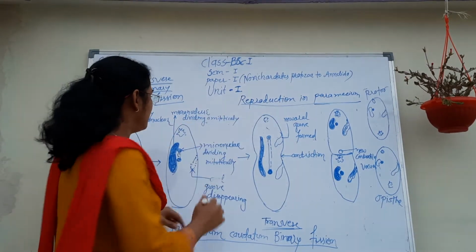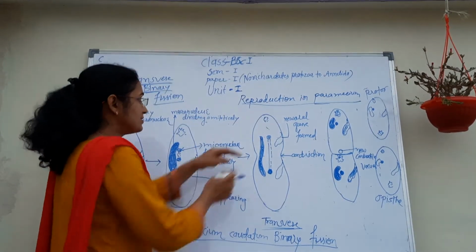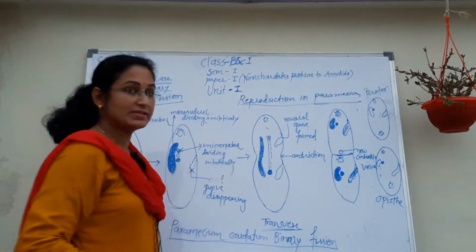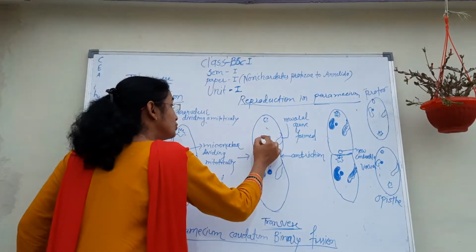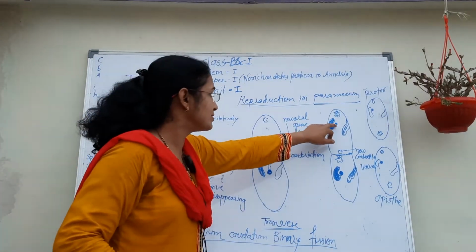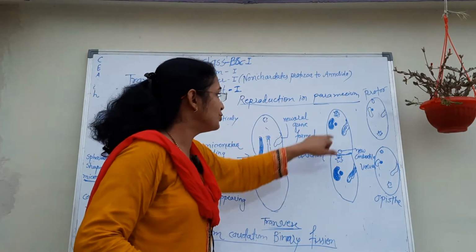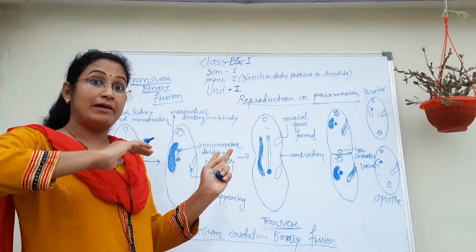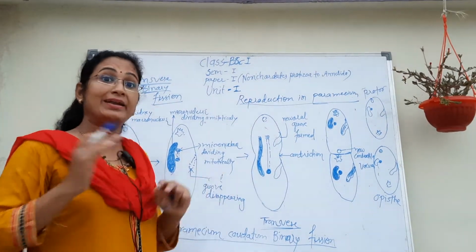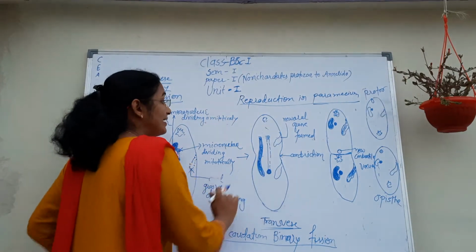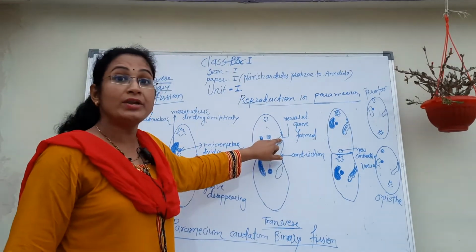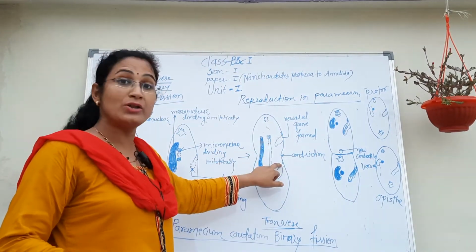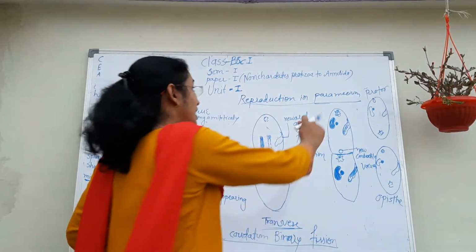Finally, the ends of the micronucleus separate from each other and form two micronuclei, and the macronucleus also forms two macronuclei. Look here, two micronuclei and two macronuclei are formed. At the end of the transverse binary fission, the oral groove also reappears.